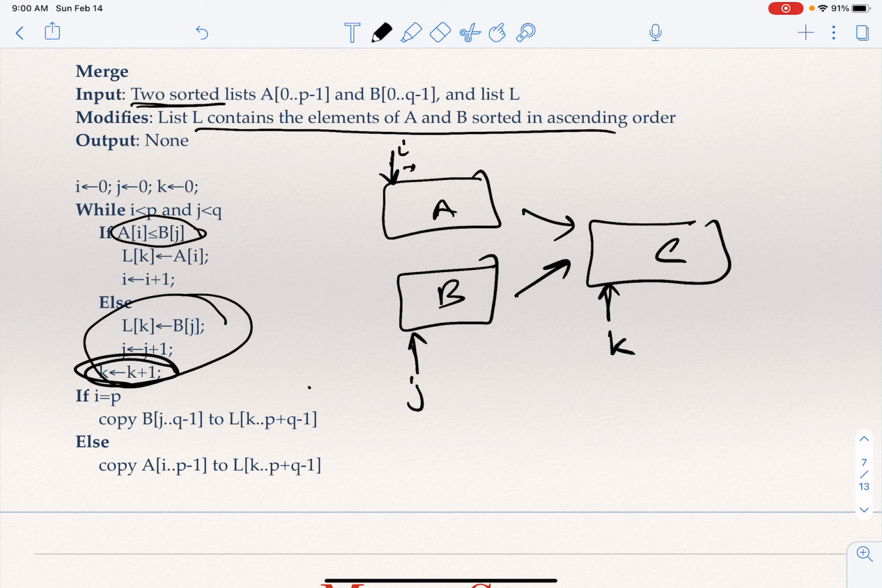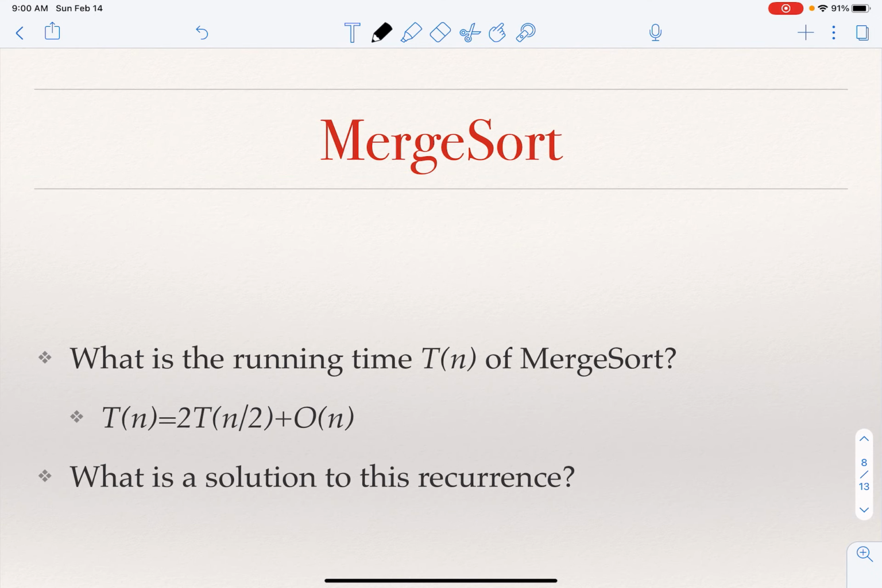Okay? These 2 conditions at the end are just for the case where we have copied everything in A and we still have elements in B. What we do is copy all the elements from B to C. Or if we have copied everything from B but A still has elements, we copy all of them to C. Okay? So this is really the merge sort algorithm. And one of the questions, of course, is what's the running time?